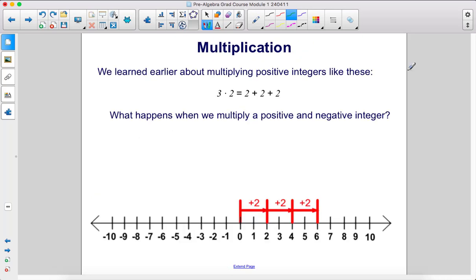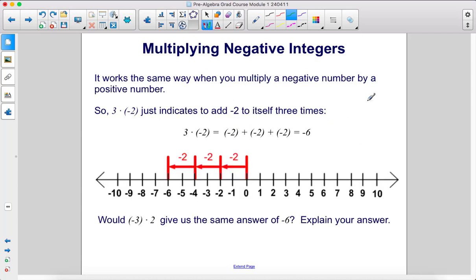We learned earlier about multiplying positive integers like these. 3 times 2 means to add 2 to itself 3 times, or add 3 to itself 2 times. What happens when we multiply a positive and negative integer? It works the same way when you multiply a negative number by a positive number. So 3 times negative 2 just indicates to add negative 2 to itself 3 times. So we start at 0, and we add negative 2, we add negative 2, and we add negative 2. And look at that, we end up at negative 6.